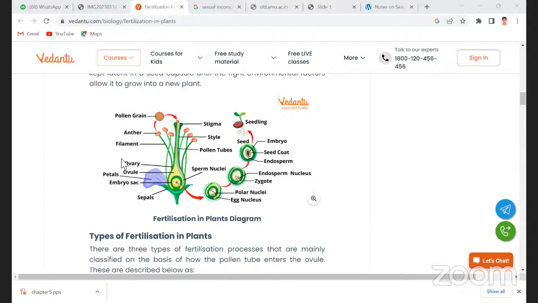What are the examples of chalazogamy? Casuarina and Juglans.